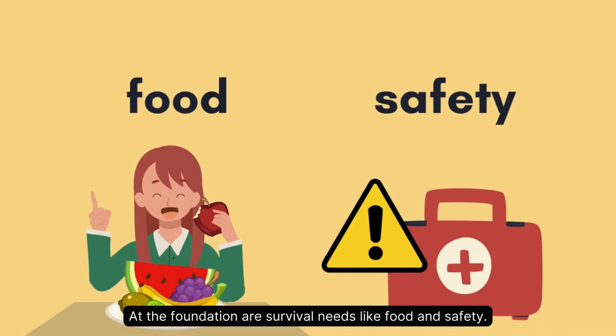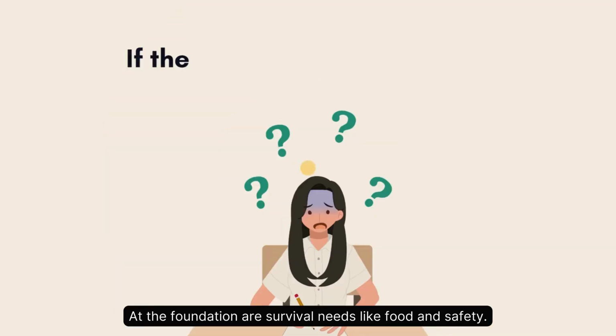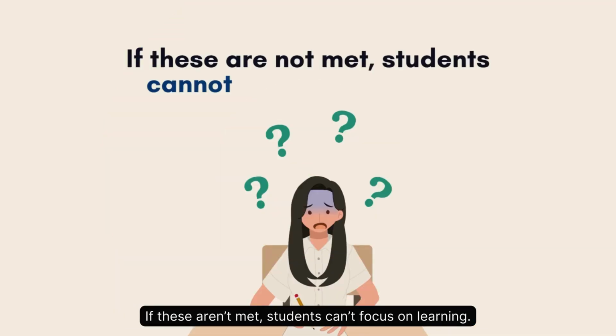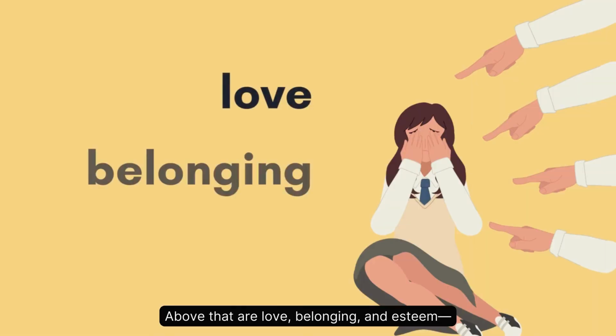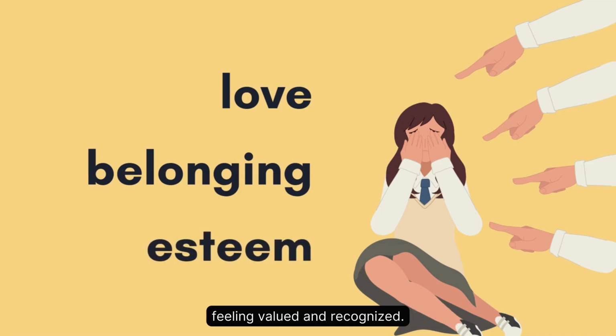At the foundation are survival needs like food and safety. If these aren't met, students cannot focus on learning. Above that are love, belonging, and esteem, feeling valued and recognized. In the classroom, relationships matter. Students thrive when they feel supported, when their ideas are appreciated, and when they know they belong.